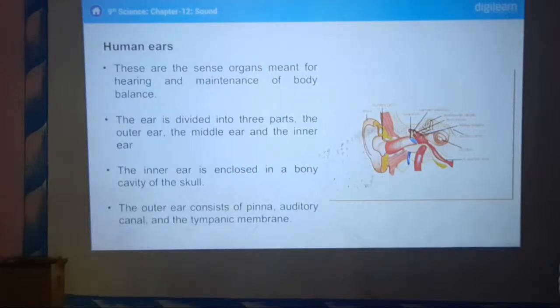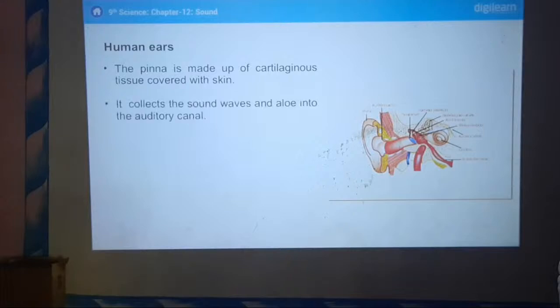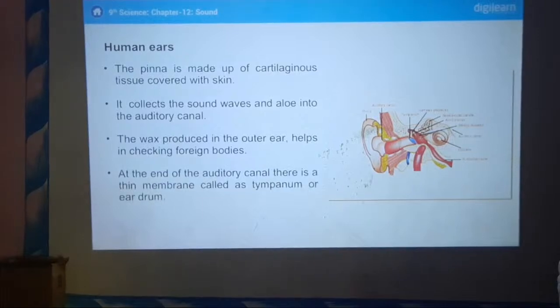The outer ear consists of pinna, auditory canal, and the tympanic membrane. The pinna is made up of cartilaginous tissue covered with skin. It collects the sound waves and allows them into the auditory canal. The wax produced in the outer ear helps in checking foreign bodies. At the end of the auditory canal, there is a thin membrane called tympanum or eardrum. When sound wave strikes the tympanum, it vibrates.